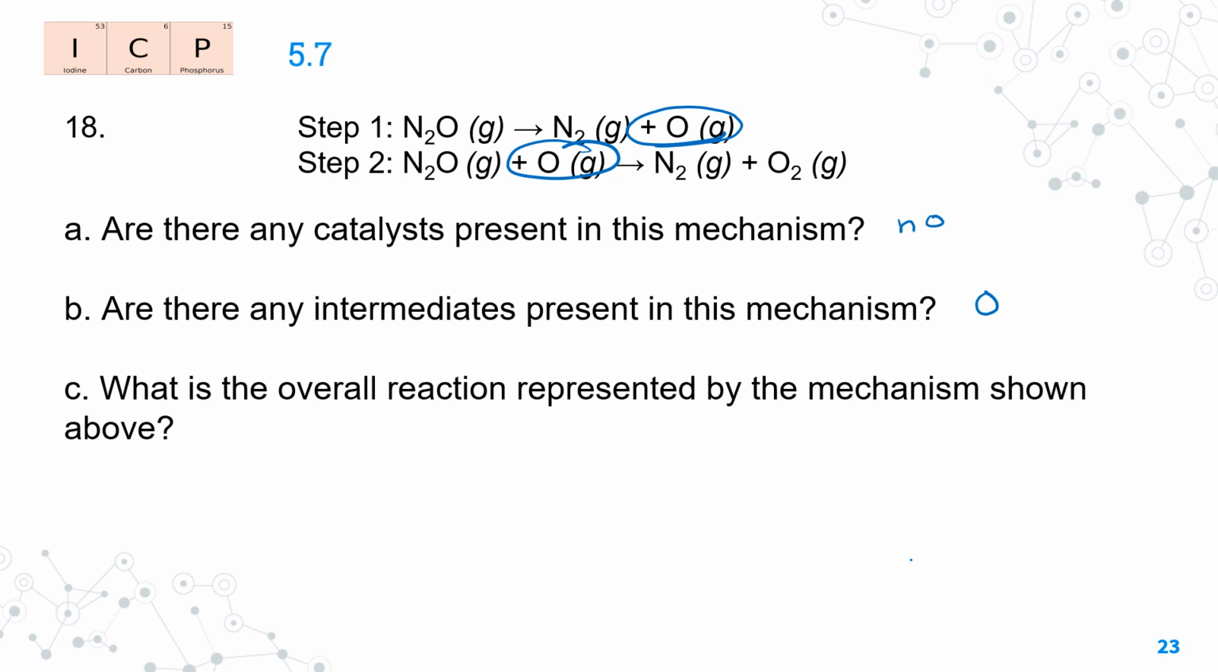What is the overall reaction? So if I add this together, I'm going to have 2N2O gas yields 2N2 gas plus O2 gas. So there's my overall reaction for this mechanism.